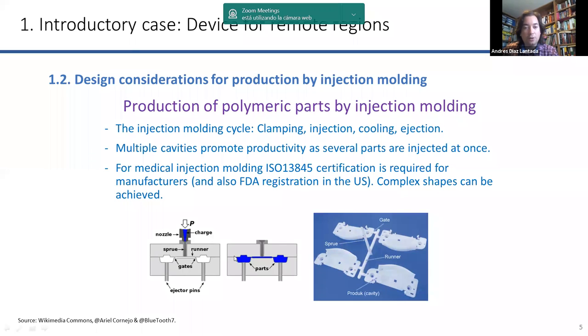Typically, the injection molding cycle has a clamping phase in which the two parts of the mold close. Then the injection is performed. Once you inject the component, there is a cooling stage, and afterwards the parts are ejected. A good thing about injection molding is that in a single mold, you can also manufacture several components, and then you just eliminate these sprues and runners for obtaining the final device. For medical injection molding, ISO 13485 is needed, the certification for manufacturers, and complex shapes can be achieved.